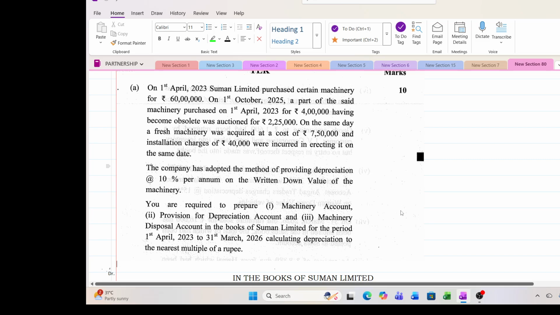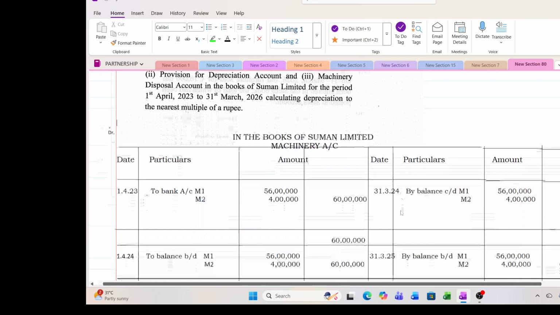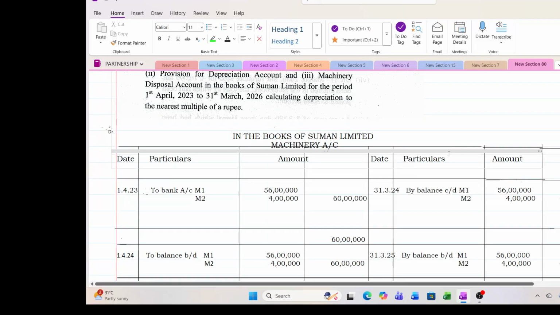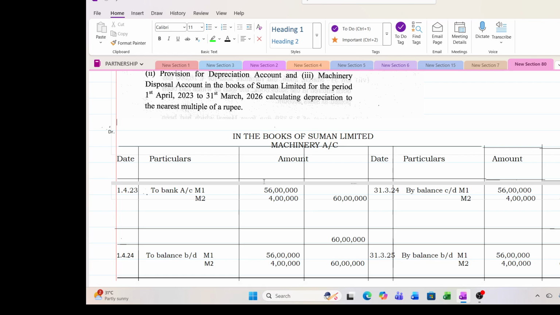Okay, let us get into the sum right now. See here, first the bank account. This amount is 60 lakh rupees. I just bifurcated that machinery into two parts so that your calculation will be easy when you are removing a particular part, because you are not going to remove the total machinery.